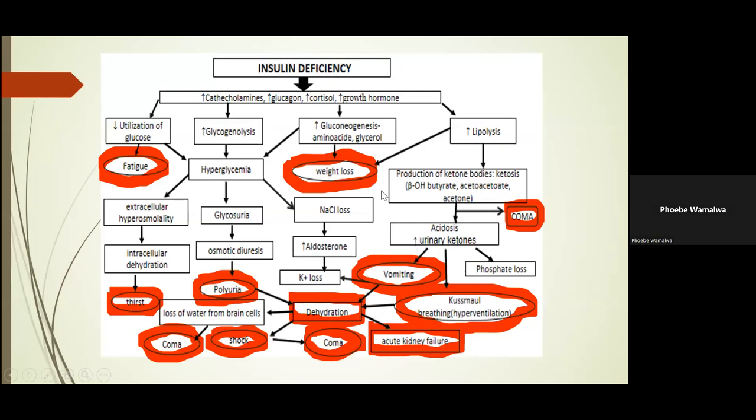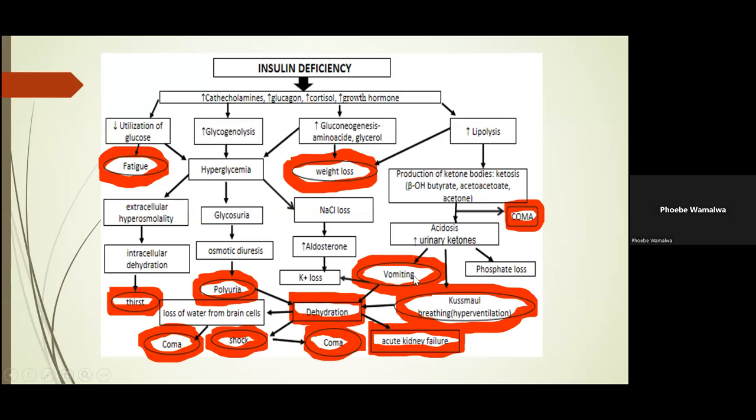So basically, a patient with type 1 diabetes will present with fatigue, will present with weight loss, will present with thirst or polydipsia, polyuria, dehydration. If the patient has not been diagnosed early, they may present in diabetic ketoacidosis, of course, with vomiting, abdominal pain, deep breathing, and a number of them may be in coma and or shock.